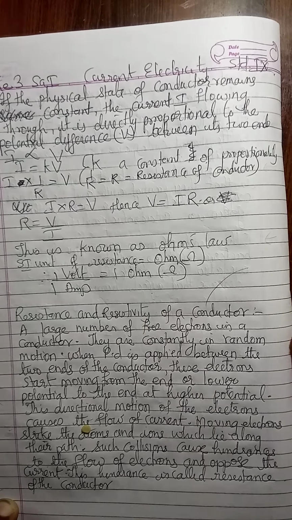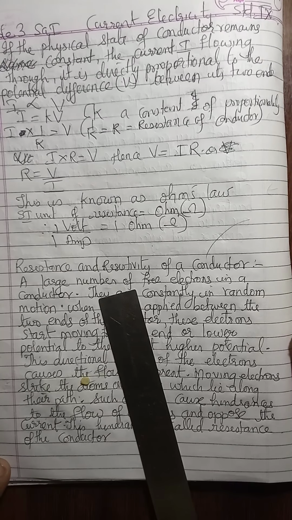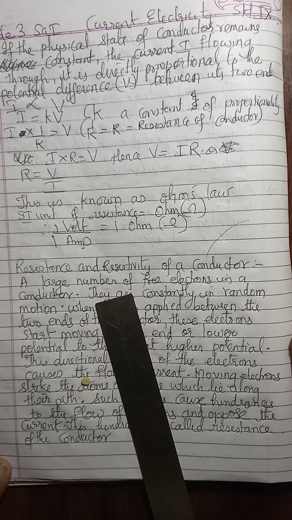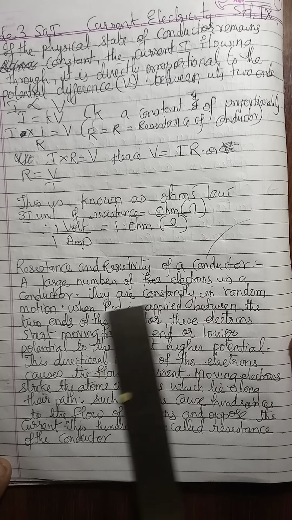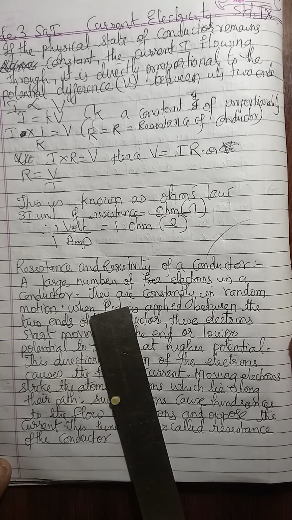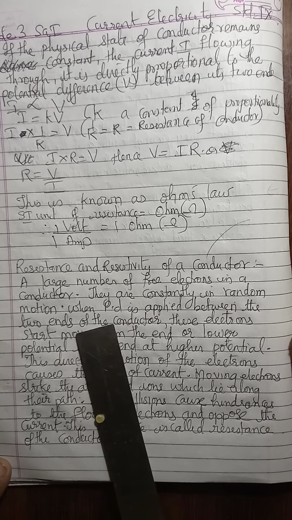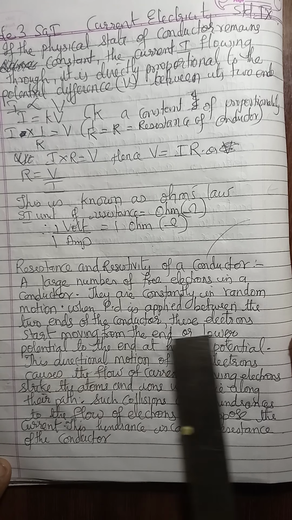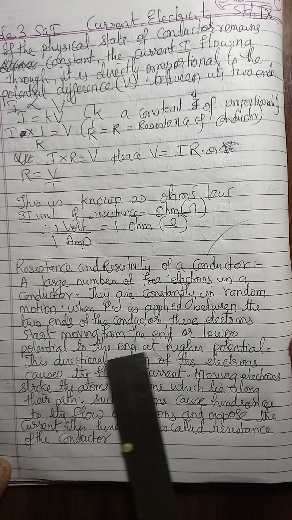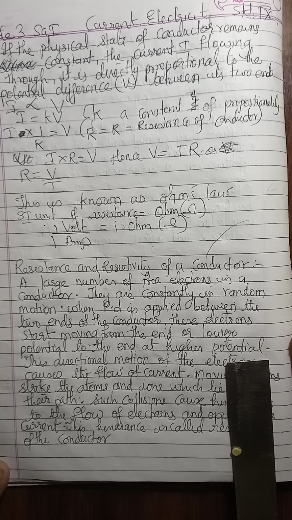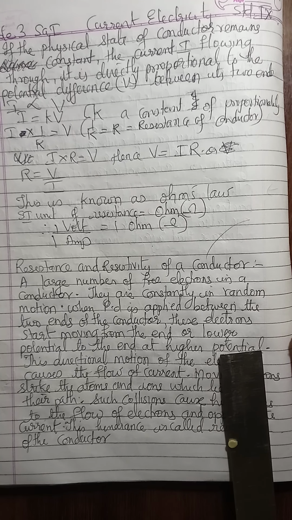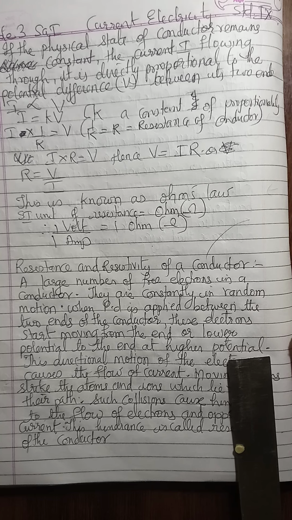What are the two factors which are affecting the resistance? Among them, one of the factors is resistivity. Let's see how to find that out. A large number of free electrons in a conductor are there; everyone knows that. They are constantly in random motion. When potential difference is applied between the two ends of the conductor, these electrons start moving from the lower potential end to the higher potential end, as a result of which they collide with each other.